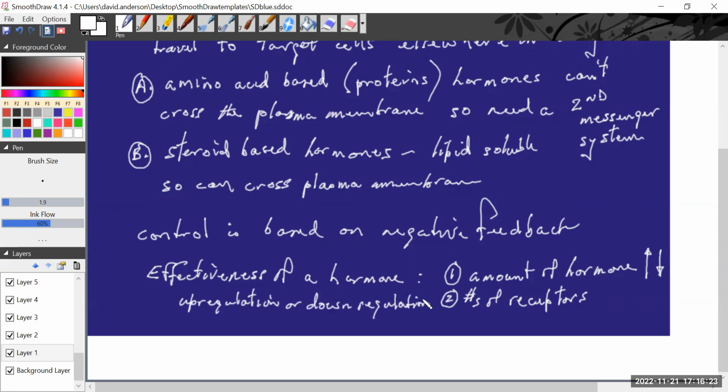So receptors can be upregulated, which means we'll put more in the plasma membrane, or they can be downregulated. So if there's less need for the hormone, we'll downregulate, take some of the receptors out. So plasma membranes of cells are very dynamic. We know that. And one of the ways that they're dynamic is by this upregulation and downregulation of receptors.